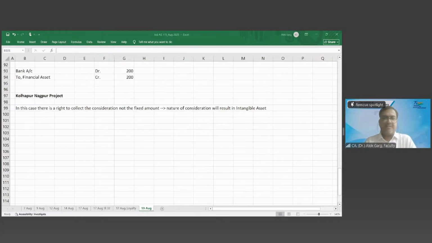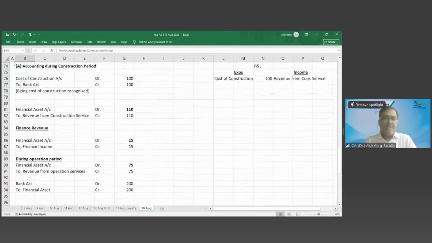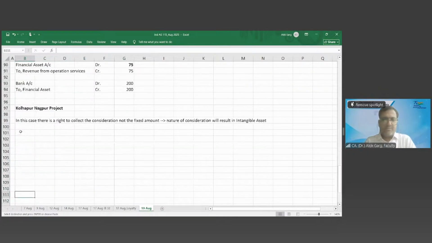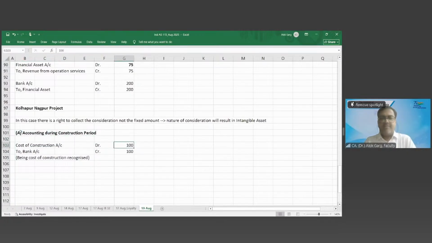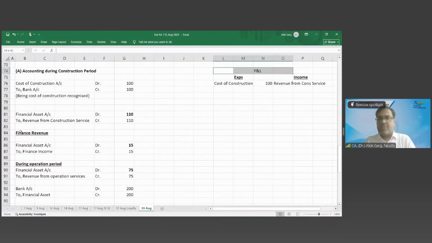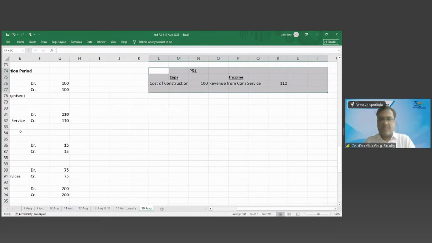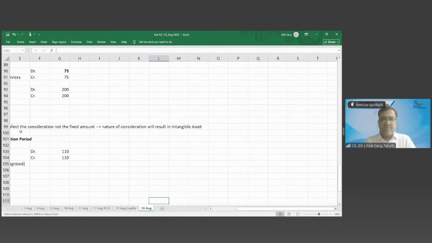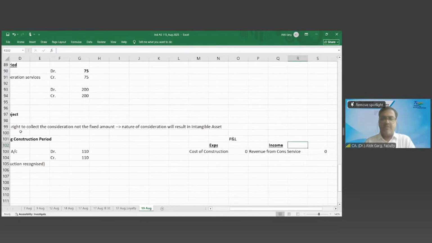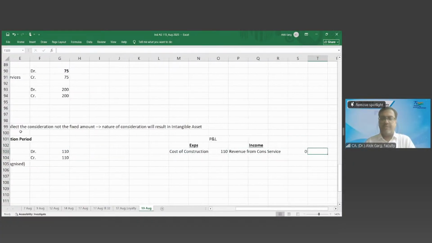So let's write this accounting entry. Shall I copy this accounting entry from the upside? Yes, sir. Instead of 100, I'll make it 110, correct? And let me show you the P&L also, so that you get the complete picture. The picture is still pending, my friend. Okay, and this will be your 110 crores, the cost. It will go to the P&L.